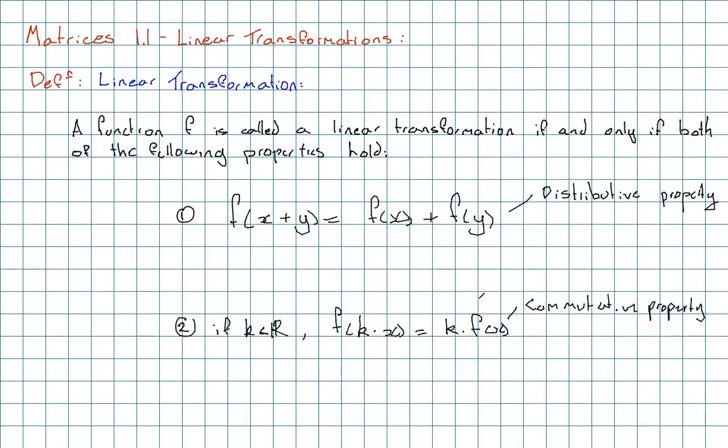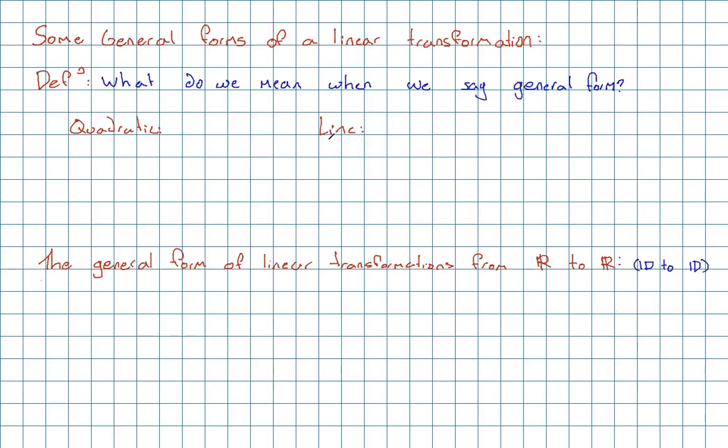I'm sorry if the text is a little bit jagged. I'm still working out the kinks in the program that I've written to record all of this stuff. Okay, so now we know what the definition of a linear transformation is. Let's move on and let's try and figure out exactly what they are. So we'll try and find some general forms.